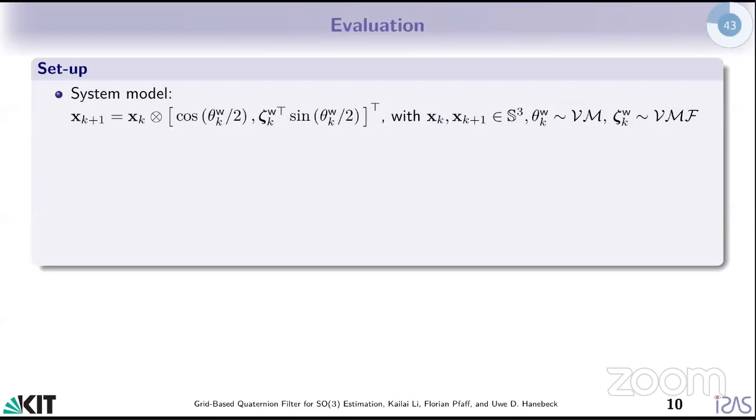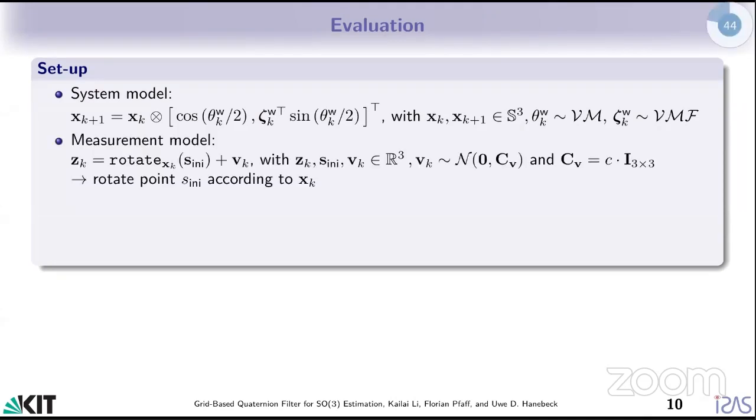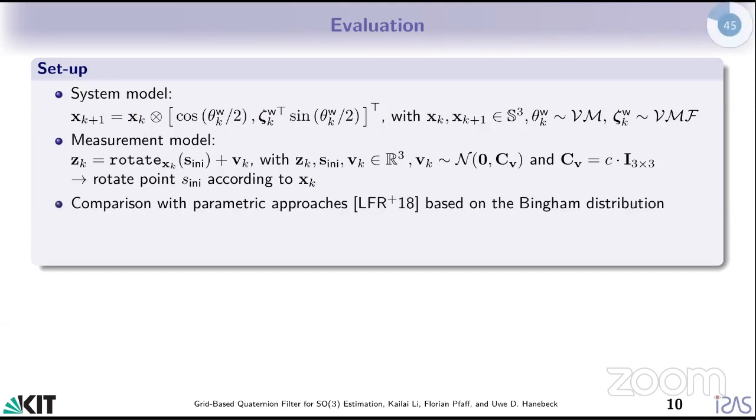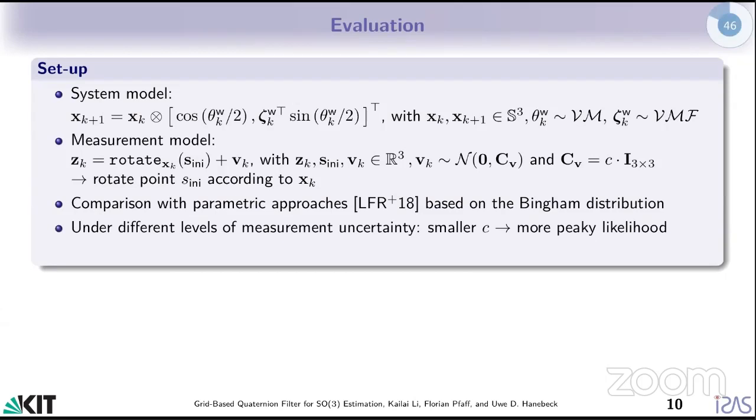As evaluation, we set up a system model with a noise term synthesized by a von Mises distributed rotation angle and a von Mises-Fisher distributed rotation axis. The measurement model rotates initialized points according to the quaternion state and has an additive noise term that is Gaussian distributed. We compare the proposed grid-based quaternion filter with other state-of-the-art directional estimation approaches based on the Bingham distribution under different noise levels. Here, a smaller c for the covariance of the Gaussian distribution indicates lower uncertainty and leads to more peaky likelihood functions.